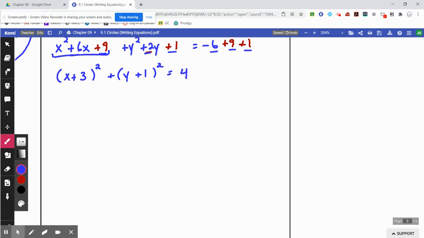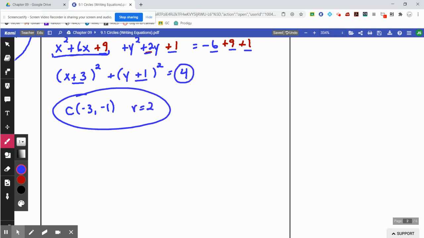Now it looks like the form that we're used to seeing. The center of this circle has been shifted left 3, and it's been shifted down 1. There's your center. The radius squared is 4, so that means the radius would have to be 2.